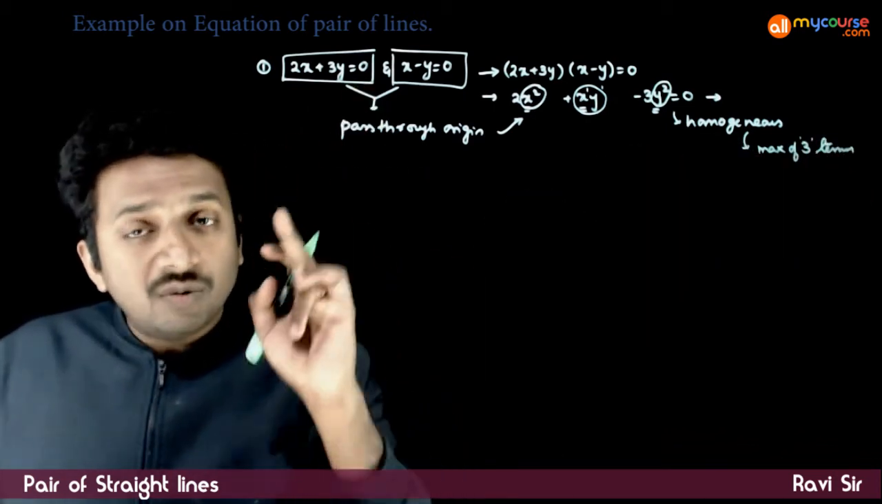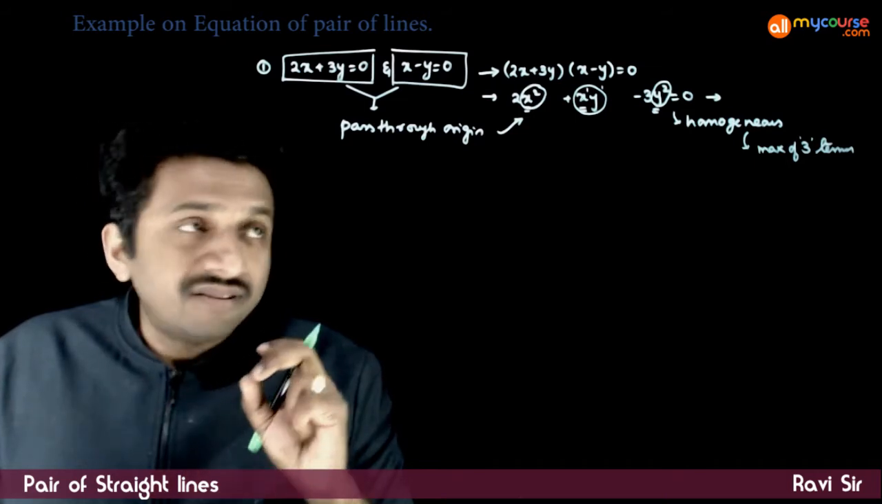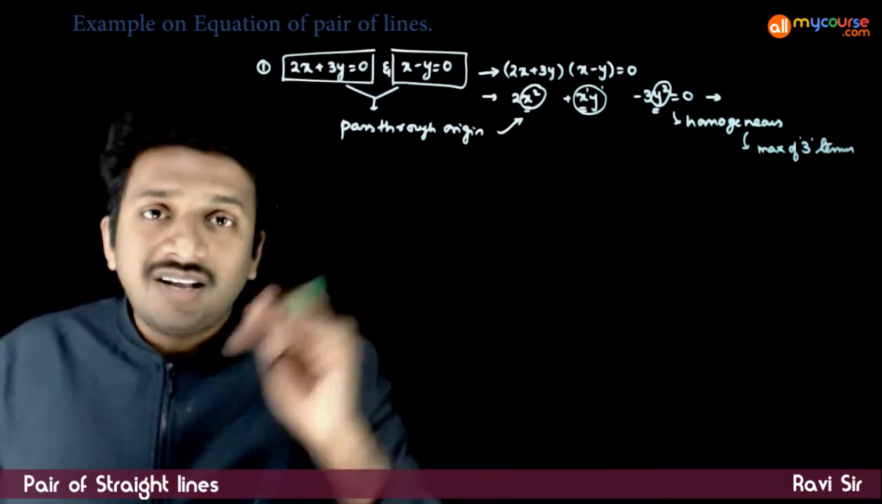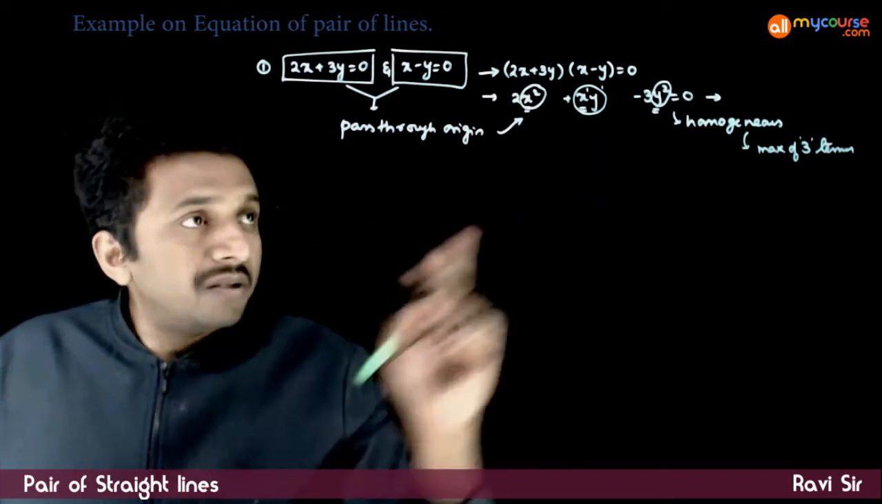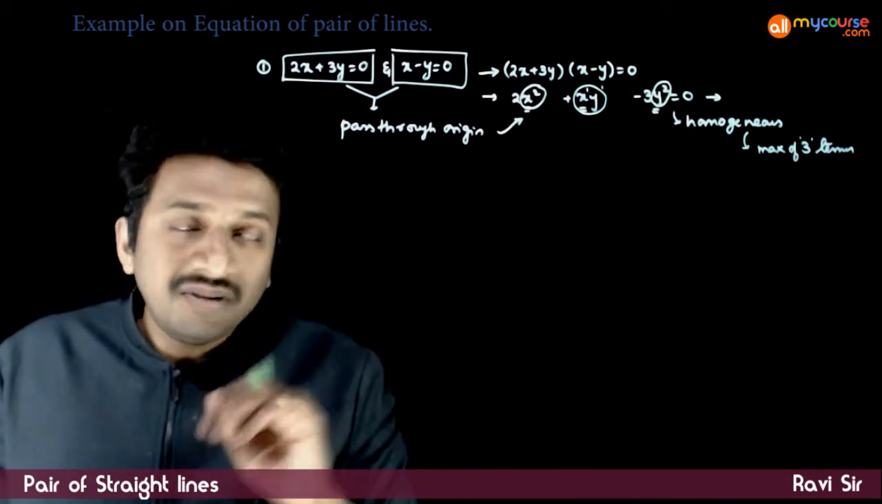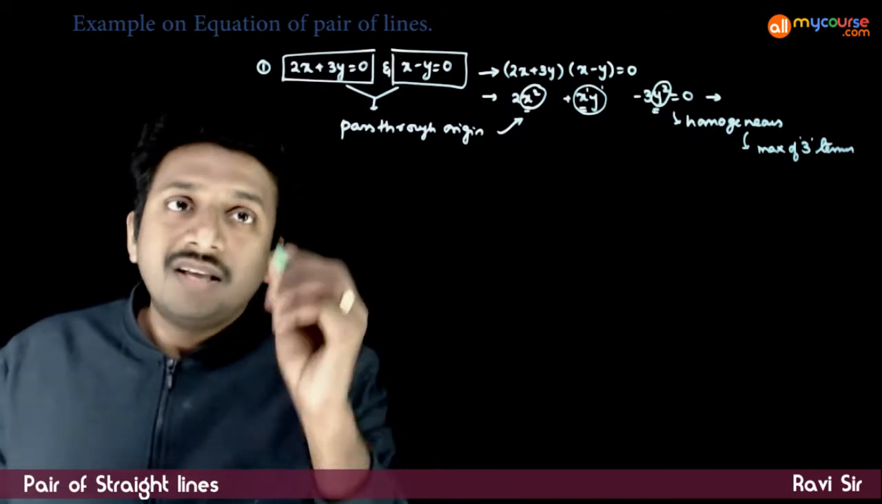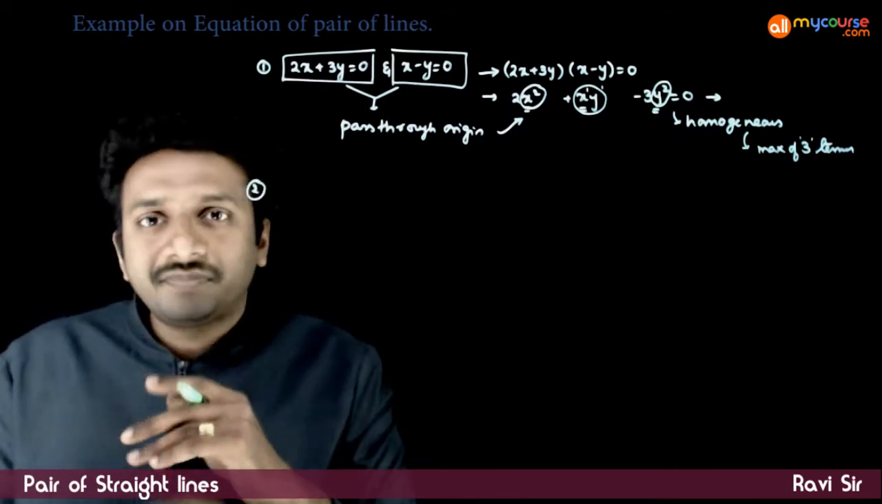And if the lines do not pass through origin, you have a non-homogeneous quadratic in x and y, where you get a maximum of 6 terms. You have an x term, y term, and a constant term in addition to this. Let us go to the next example.